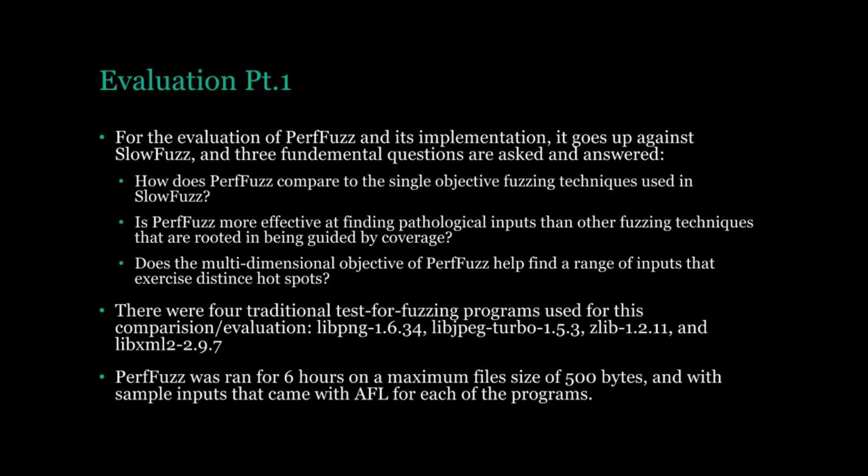PerfFuzz was run for 6 hours on a maximum file size of 500 bytes and with sample inputs that came with AFL for each program. 500 bytes was chosen for the maximum because it was the upper bound on all the seeds that were considered. The 6-hour run was repeated 20 times to account for the non-deterministic nature of the fuzzing tools, PerfFuzz and AFL.